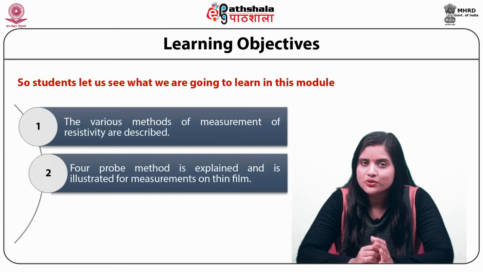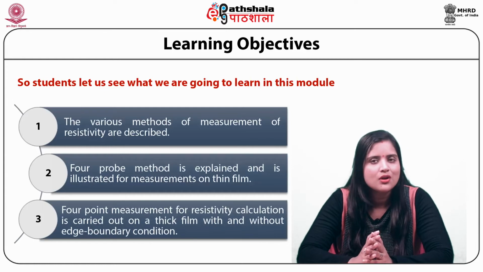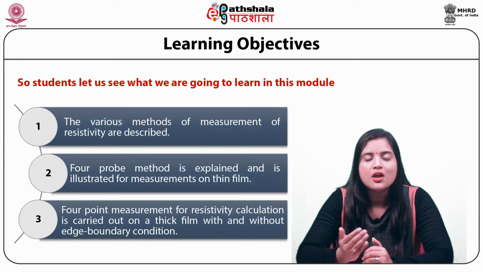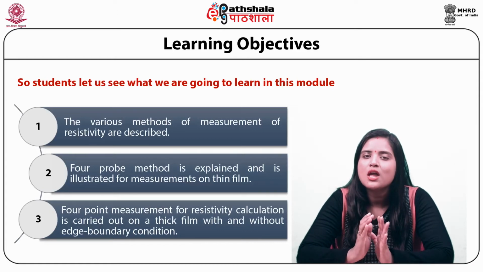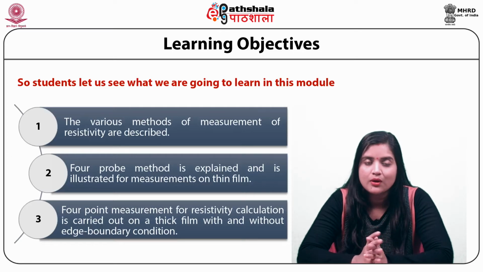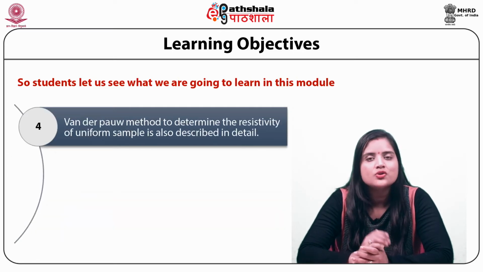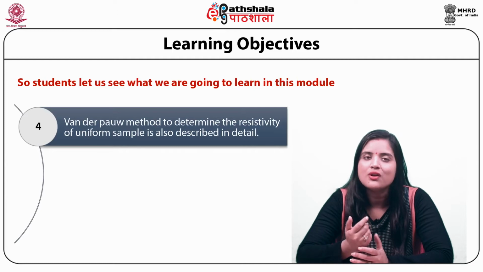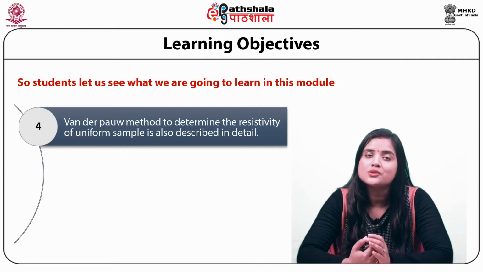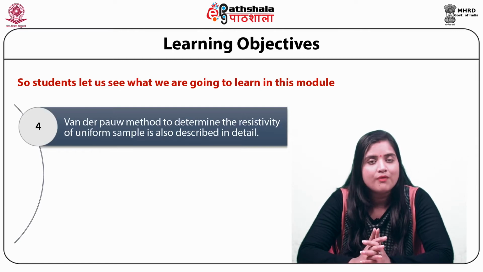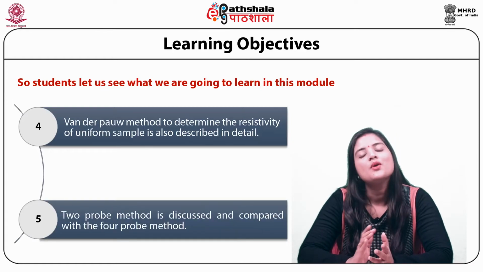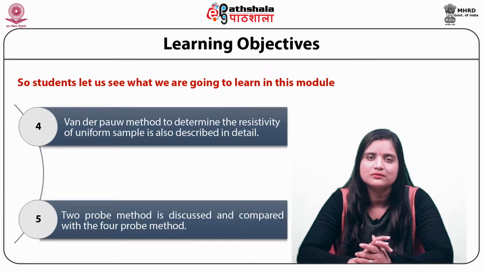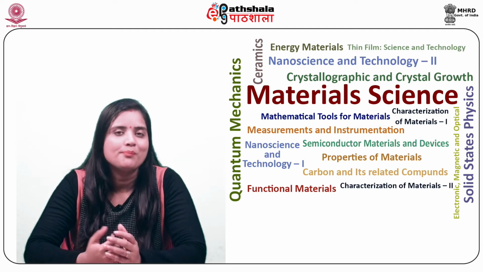Also, in this module, 4-point measurement for resistivity calculation is carried out on a thick film with and without edge boundary conditions. Van der Pauw method to determine the resistivity of uniform samples is also described in detail in this module. Finally, two-probe method is discussed and is compared with the four-probe method. Let us begin with the four-probe method.